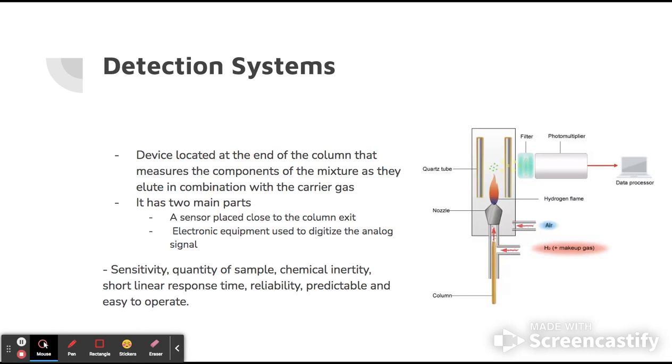There are two main parts: the sensor, which is placed as close to the column exit as possible in order to optimize detection, and the electronic equipment used to digitize the analog signal so that the computer may analyze the acquired chromatogram.